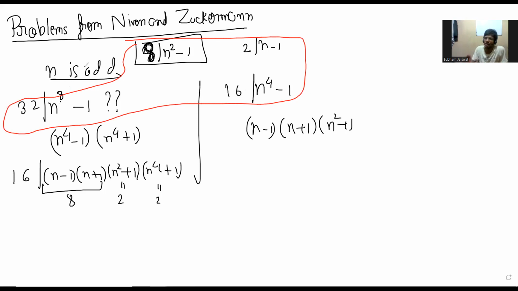n is odd is the underlying thing. Yes, powers of 2, but which power? It seems like it is 2 more, right? So what seems to be true, we don't know if this is true, is that if you do this, then this seems to be divisible by 2 to the power 2k plus 2.